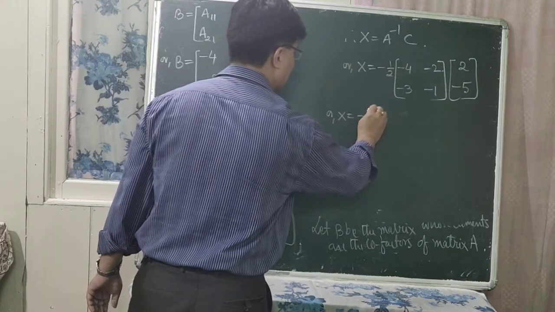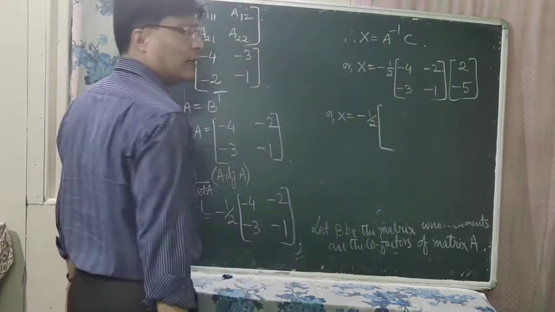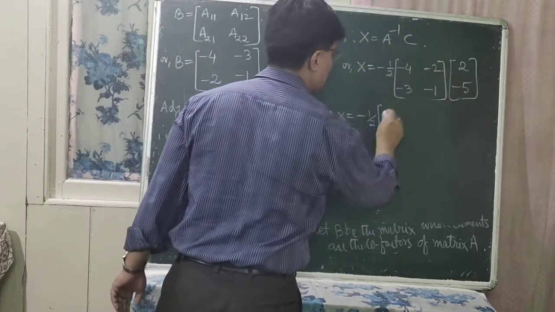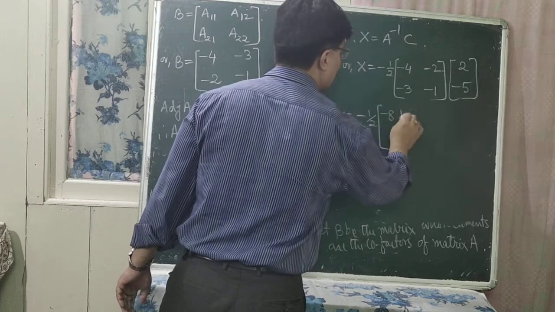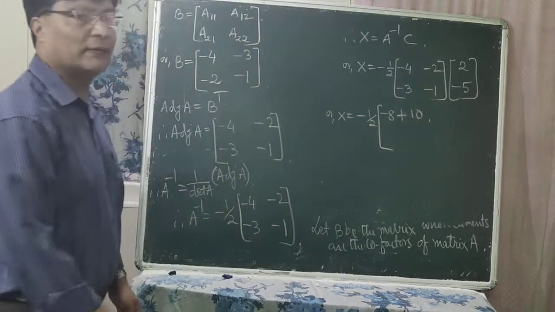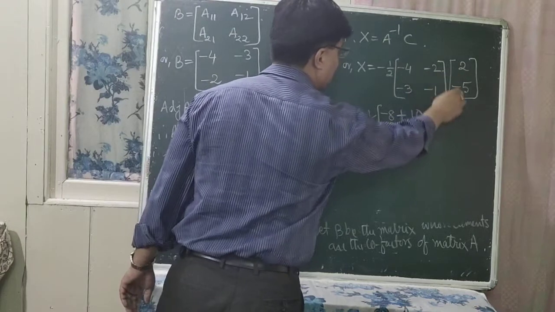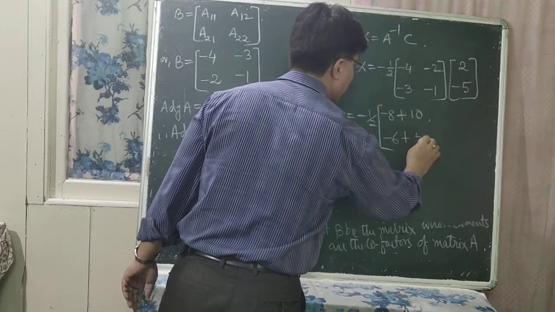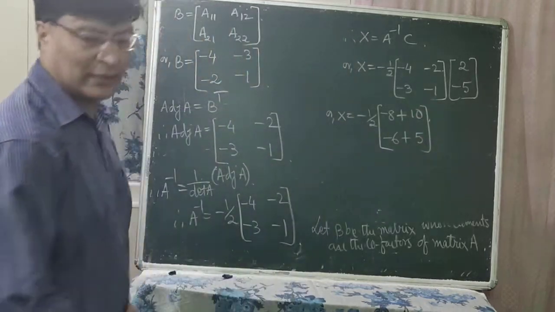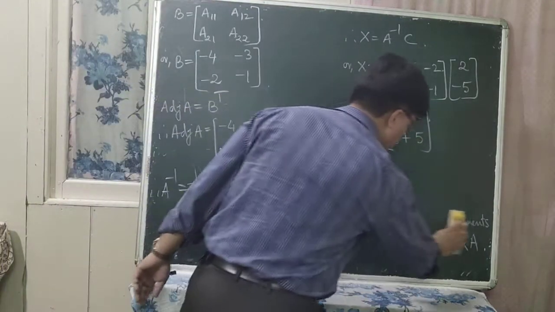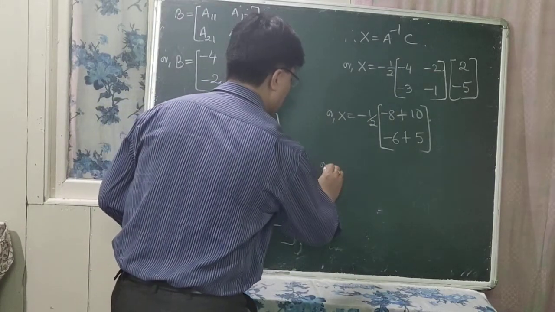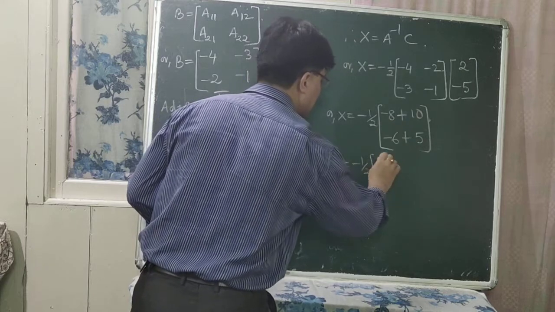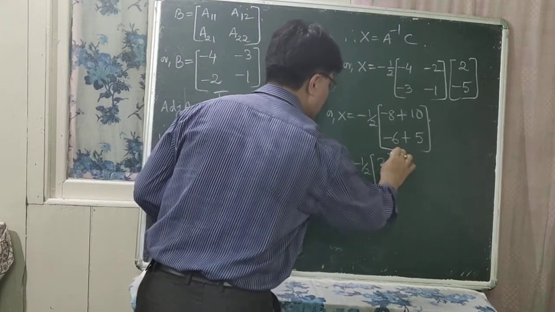Or capital X is equal to minus half. Now you can multiply these two matrices. First row by first column, minus 4 into 2, minus 8. Minus and minus plus 5 2s are 10. Right? Next, second row by first column, minus 3 into 2, minus 6, minus and minus plus 5. Is that clear? And next one is capital X is equal to minus half, and this is 10 minus 8 is 2, minus 6 plus 5 is minus 1.